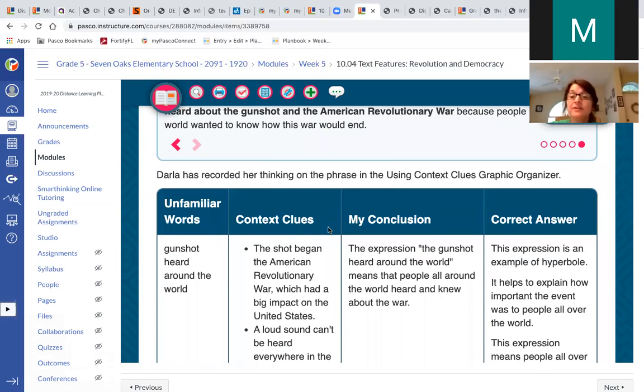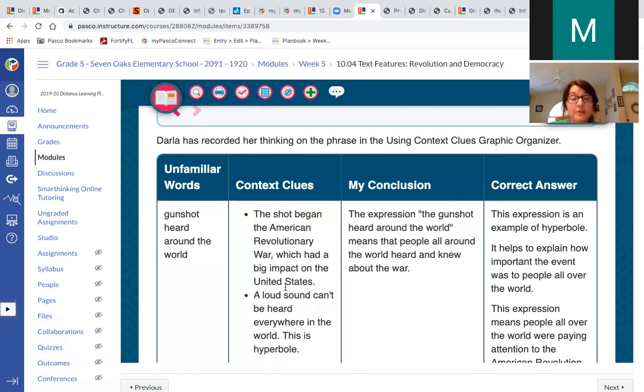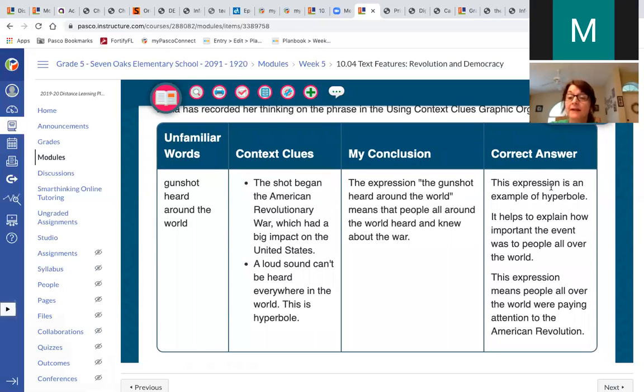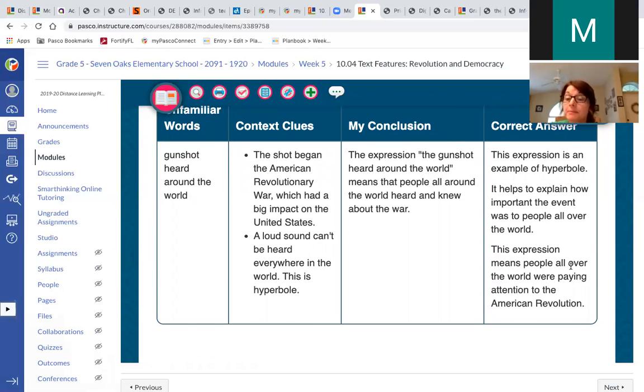And then here, there's a context clues graphic organizer. Be sure you read through and look at that example of figurative language, those unfamiliar words, context clues that were used to try to help figure out the meaning, and then a conclusion that was arrived at, which meant that people all around the world heard and knew about the war, and then the correct answer. This expression is an example of hyperbole. It helps to explain how important the event was to people all over the world, and this expression means people all over the world were paying attention to the American Revolution.